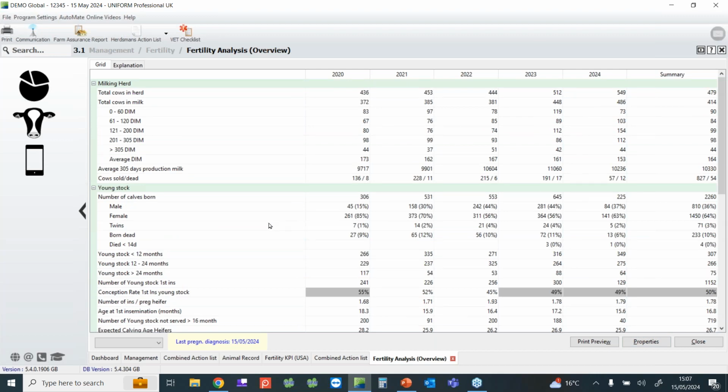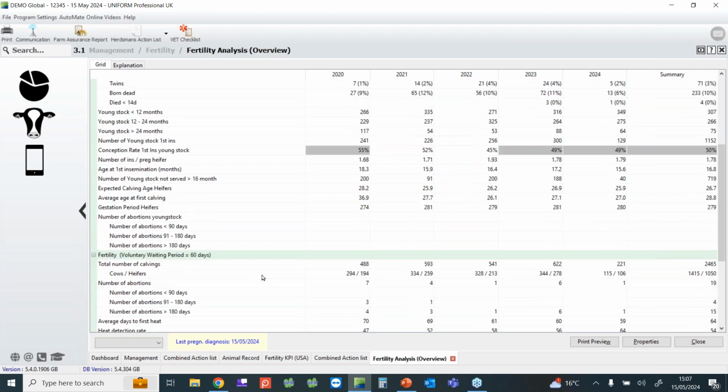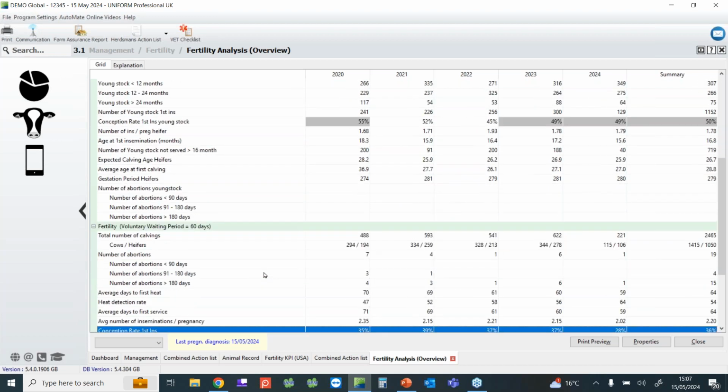we can see that the cow numbers have gone from 372 to 486. We can see that the production went up to 11,000 in 2023. It's the 305 production, and the expected at the moment is dropping a little bit. And then we can see all the key factors, I think, that are relevant on the fertility side for this herd over a period of time.